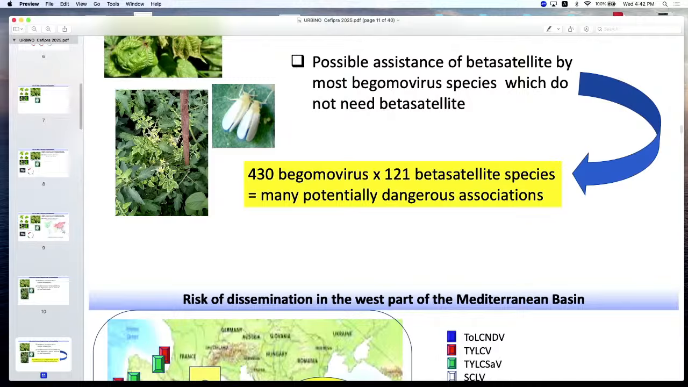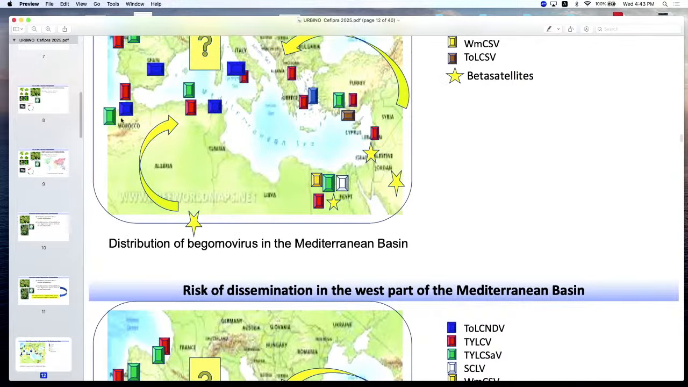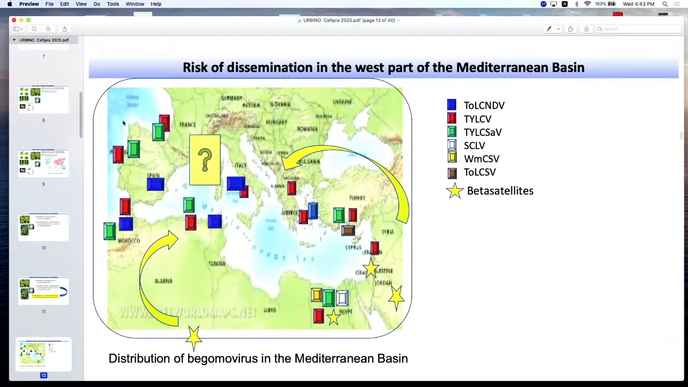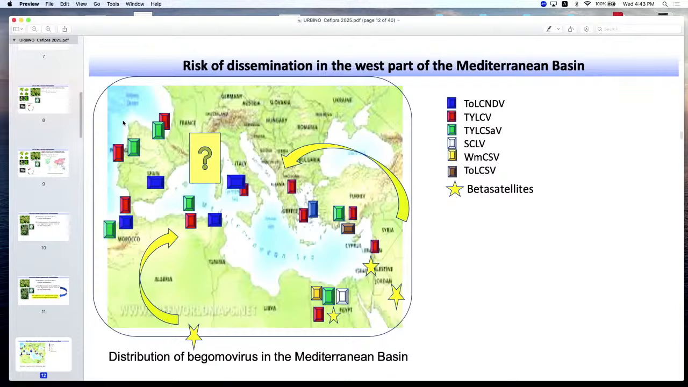This is a very big problem for the Mediterranean area, where you have a lot of vegetable crops. We have 6 different begomoviruses affecting mainly tomato and cucurbits, and we are very afraid of the introduction of satellites there. In 2012, a beta satellite was detected in whiteflies in Jordan, but the disease emerged only in 2016. And we don't know what happened between this time.